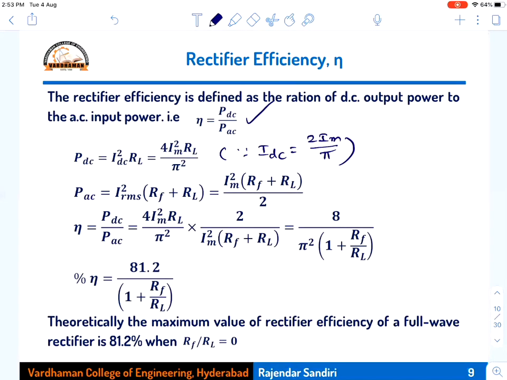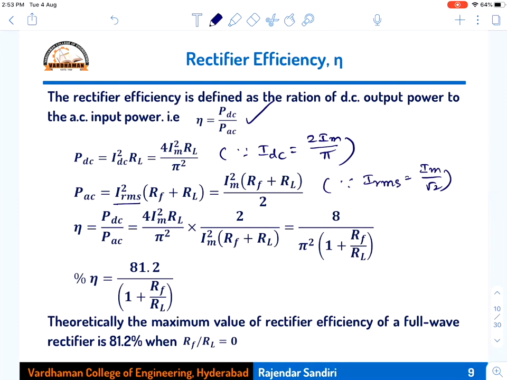Then PAC is equal to IRMS square into RF plus RL. This is at the secondary winding before the diode, and RL is after the diode. So that's why RF plus RL is added here; RL is only there in the PDC. Here IRMS is equal to Im by root 2. If you substitute Im by root 2 in place of IRMS, then you will get Im square by 2 into RF plus RL.